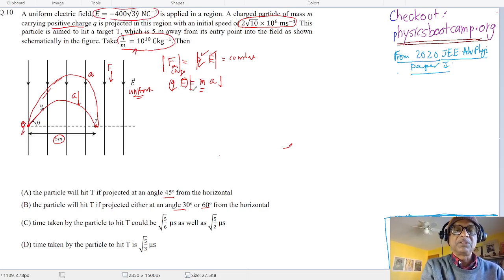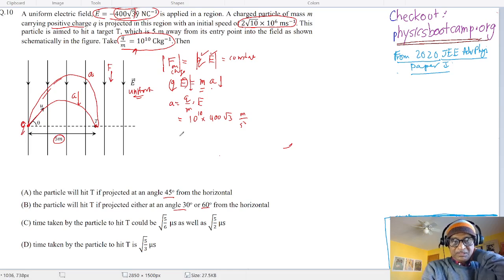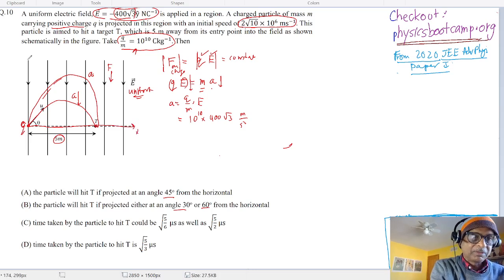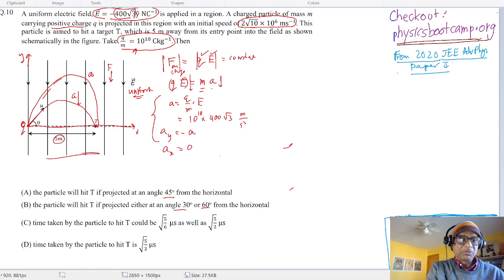Why do we need the charge over mass ratio? You can see that I can get acceleration from charge over mass ratio times electric field, just looking at the magnitude part, not the direction part. So 10 to the power 10 times 400 times square root of 3, and that's going to be in meters per second squared. This is the acceleration in y. If this is the x direction and this is the y direction, then the acceleration in the y direction is minus a, because of the direction. Of course, ax is 0 in that direction. So this is just a projectile motion problem, right?